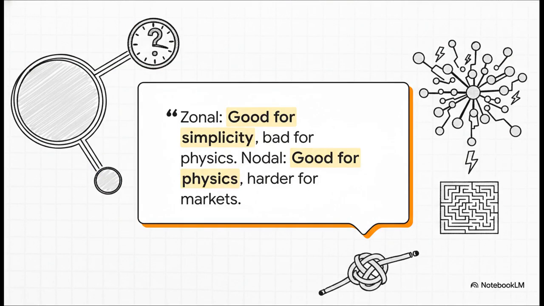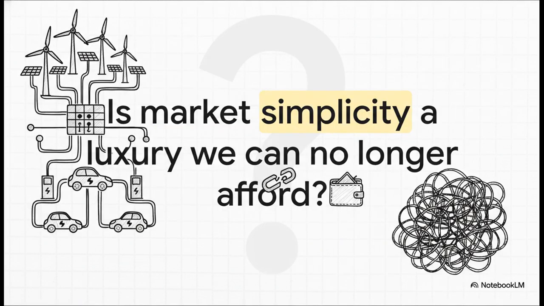So what's the ultimate takeaway here? It really boils down to this fundamental trade-off. Zonal pricing is simple. It's easy for people to participate in, but it's a terrible reflection of physics. Nodal pricing, on the other hand, perfectly reflects the physics, but it creates a much more complex world for traders and investors to navigate. But that leaves us with a huge final question. As our grids get more and more complex, with renewables popping up everywhere and electric vehicles adding new kinds of demand, is a simple market model that just ignores physics a luxury we can no longer afford?